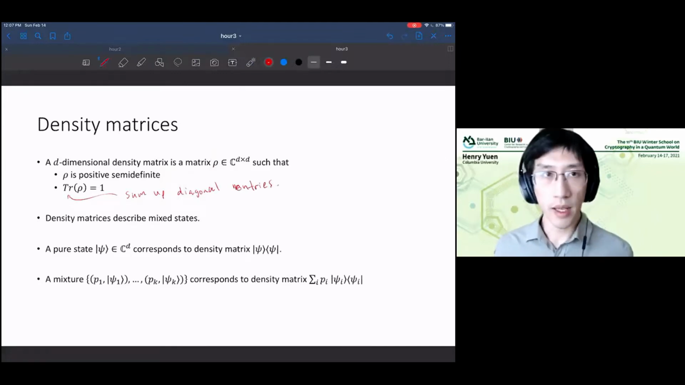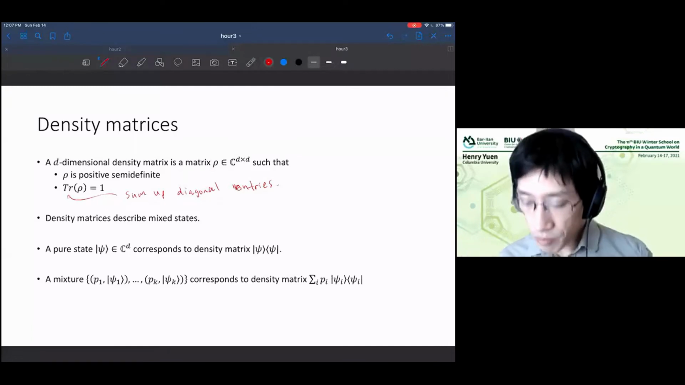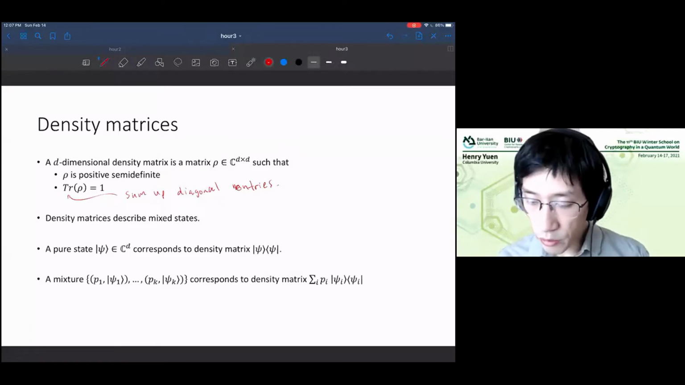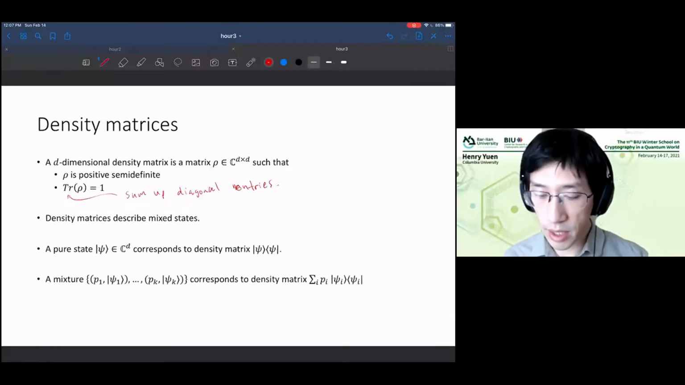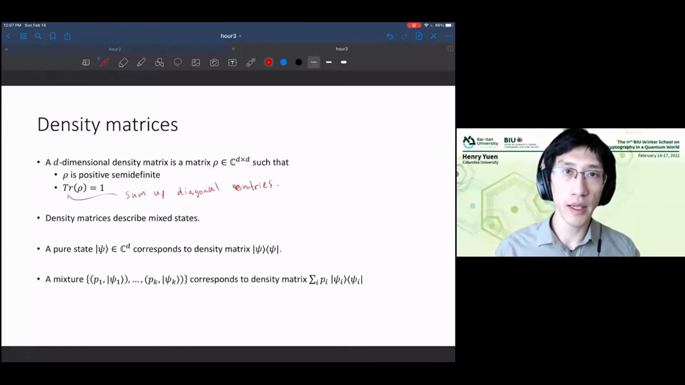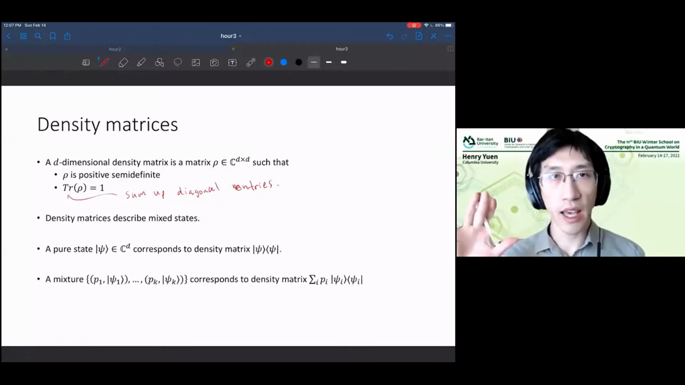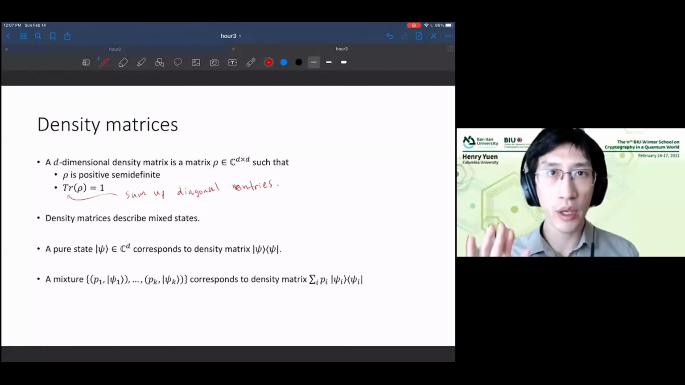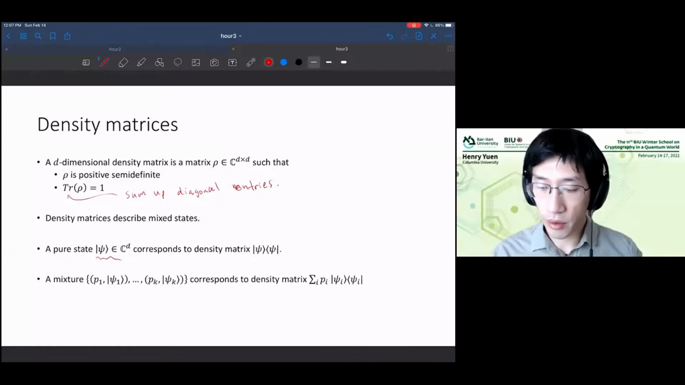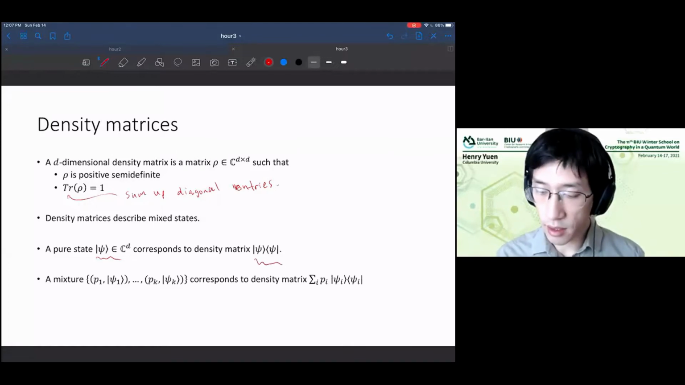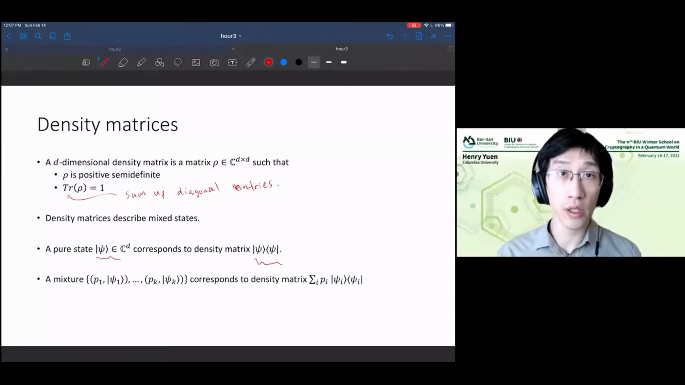And the trace is a linear operation. Okay, so hopefully you remember that from linear algebra. Density matrices are the correct way to describe mixed states. So let's say you had a simple mixed state, where I gave you a pure state with probability 1. This pure state psi corresponds to the rank 1 outer product ket psi bra psi. It's an outer product, so it's a matrix.